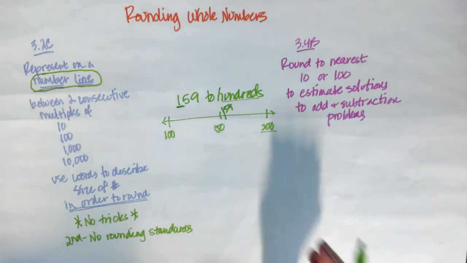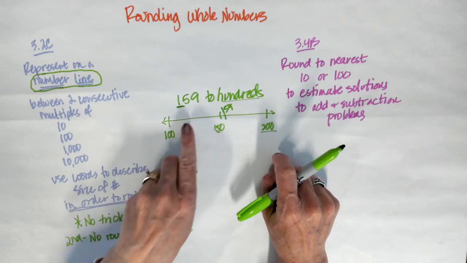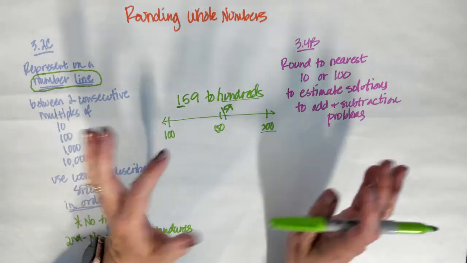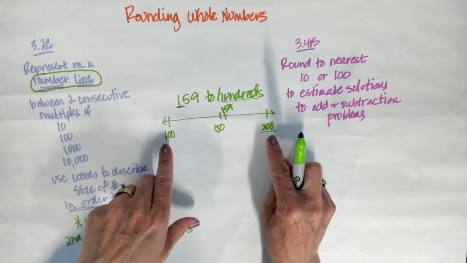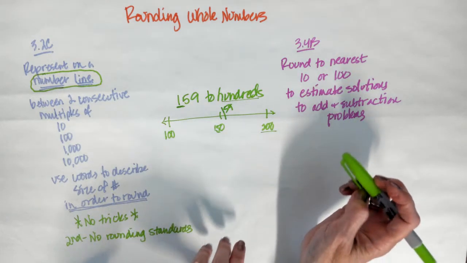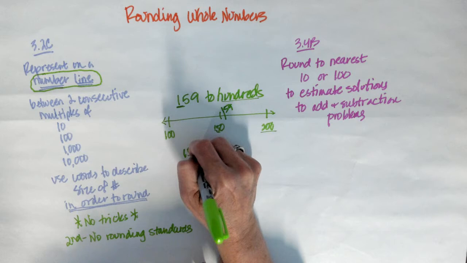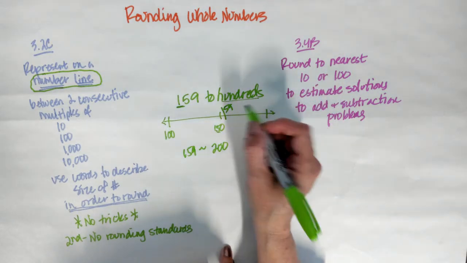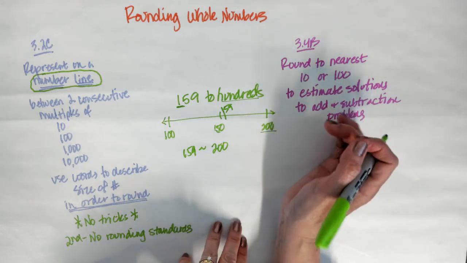I can see very easily as an 8-year-old, what is it closer to? I didn't have to look at this place, and if it's 5 or more, do this trick, and if it's not, do this trick, and do I have to remember what to do with the 5? I just put it on a number line, and I can visually see what is the number closest to. So I would know 159 rounds to, or is approximately equal to 200 if I'm rounding to the hundreds place. That's all they have to do.